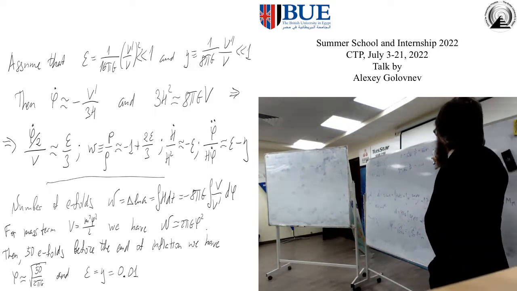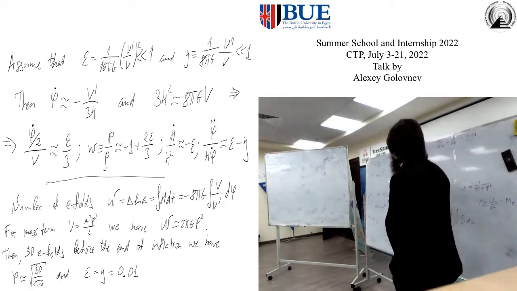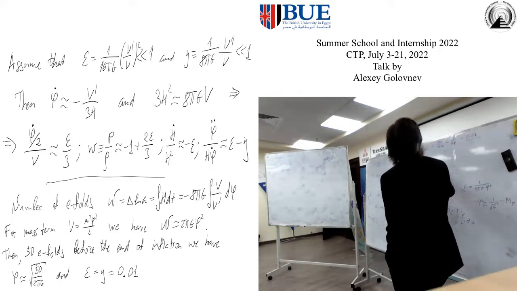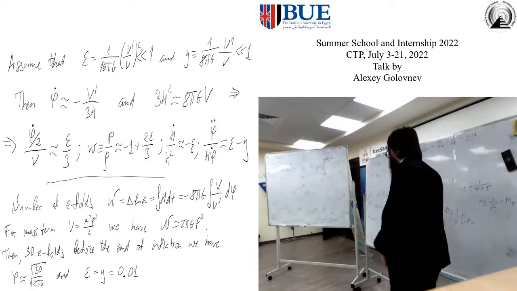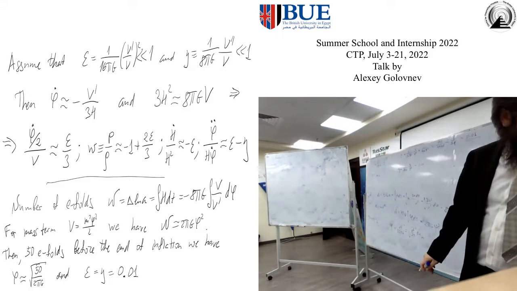If I take the mass term inflation, I look at 50 e-folds before the end of inflation, both slow roll parameters are equal to 1 in 100. Yeah? 0.01. Okay, that's some simple numbers I will use later.